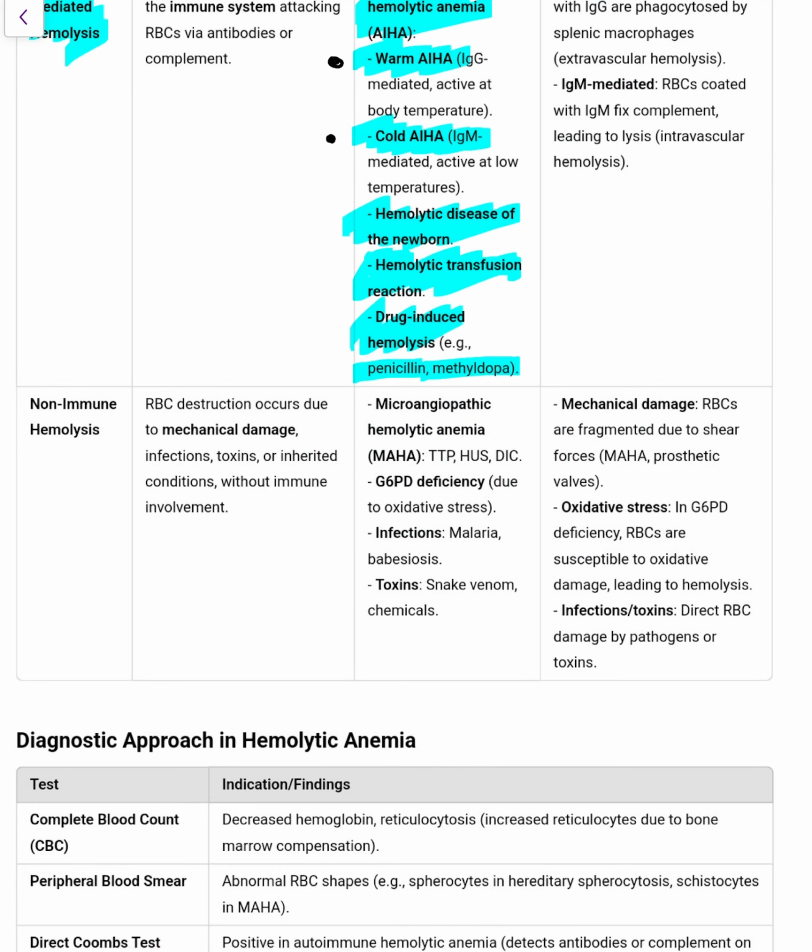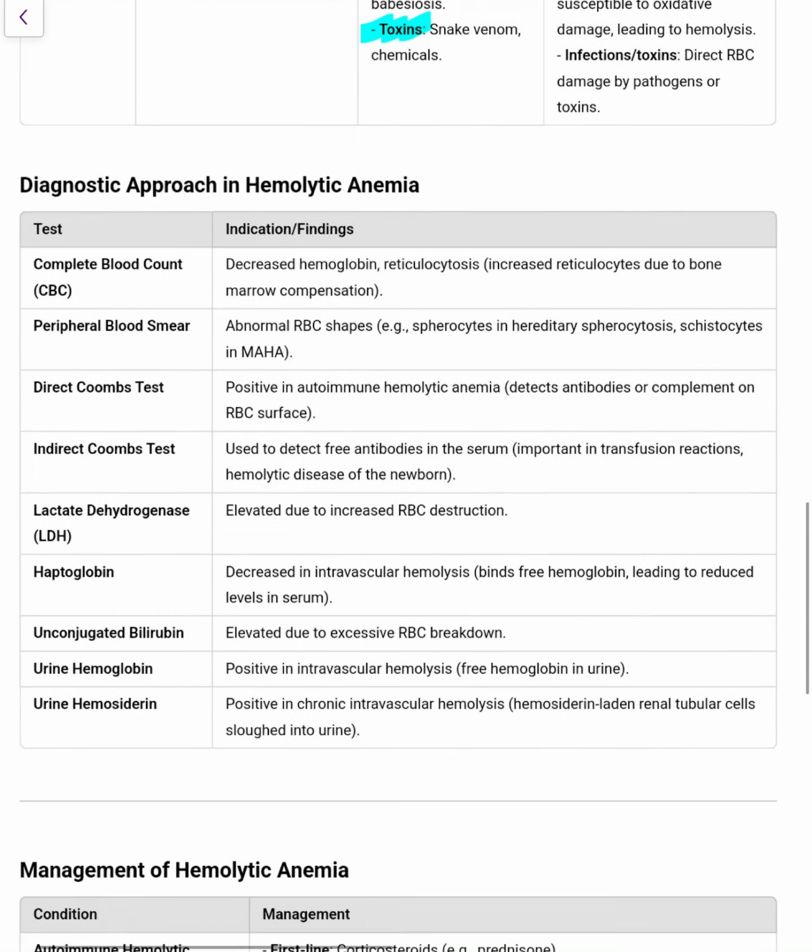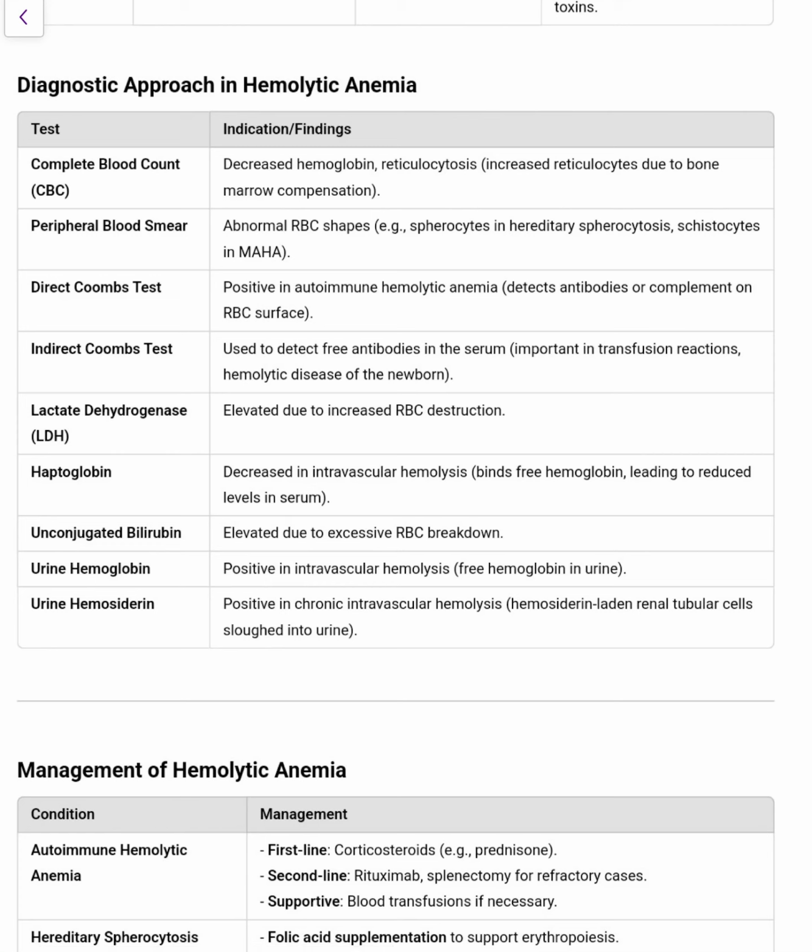Non-immune hemolysis. Examples are MAHA, that is microangiopathic hemolytic anemia, because of TTP, HUS and DIC, G6PD deficiency, infections, toxins. So now coming to the brief discussion of the diagnostics. CBC we will do first of all. What will we find? The decreased hemoglobin, that is anemia. Reticulocytosis we will get, because the bone marrow is trying to compensate for the lost RBCs.